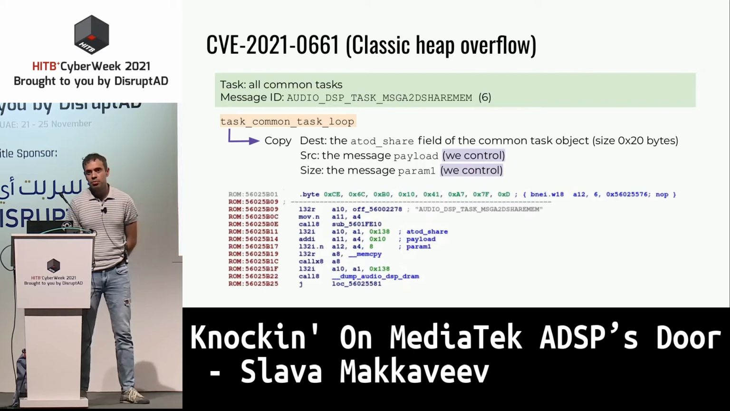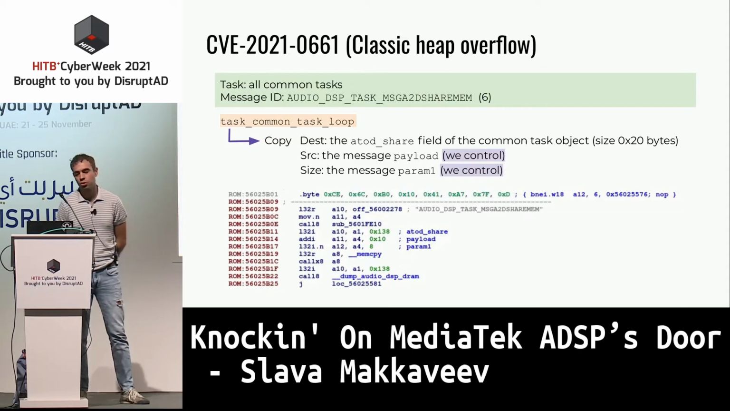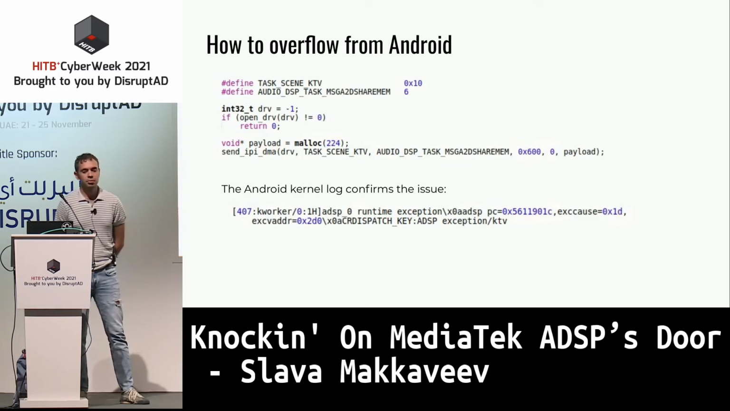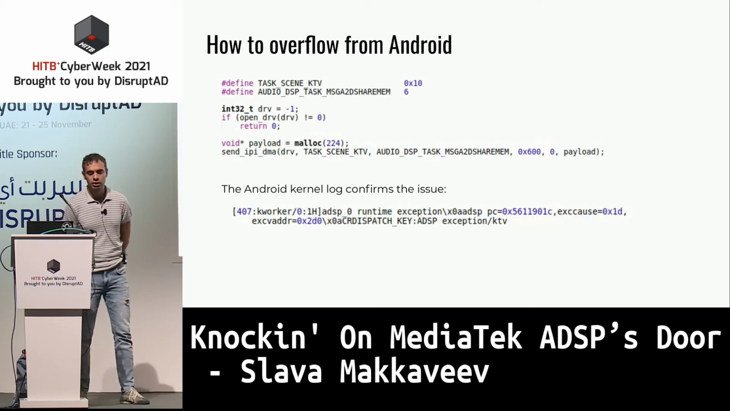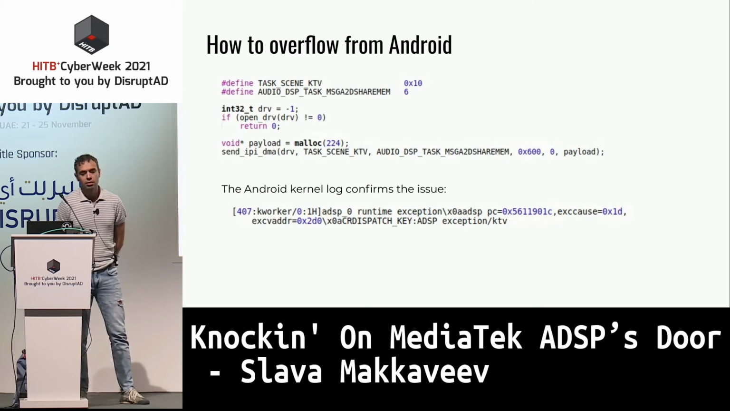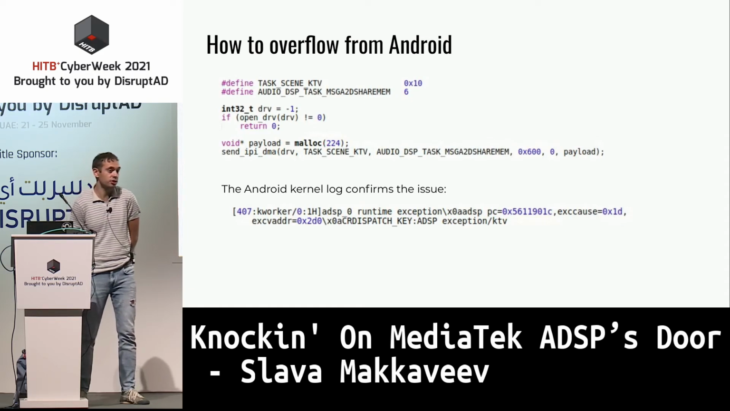The check that param 1 is not greater than the size of the A to G share field is omitted, and hence the message payload overflows the heap after the A to G share field when the size of the payload is greater than 20 bytes. On the slide you can also see the vulnerable code obtained from the audio DSP firmware. And this call of the send EPDMA function that I showed before, from Android, overflows the audio DSP memory and causes a crash. Here I asked to copy 600 bytes. We don't have a crash dump, but the Android kernel log actually contains the crash address.